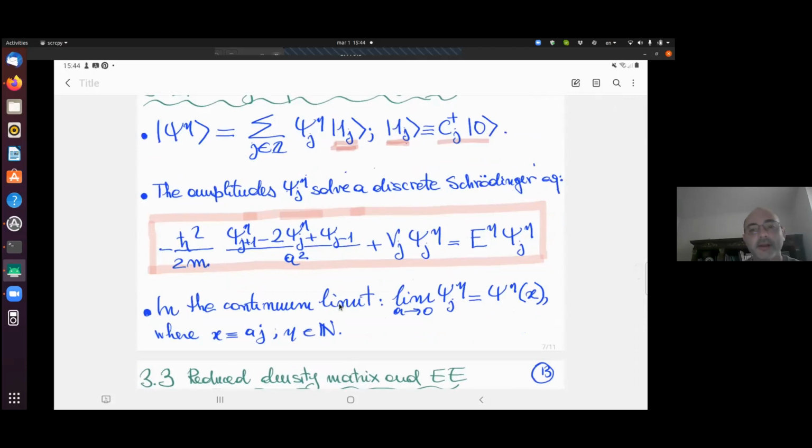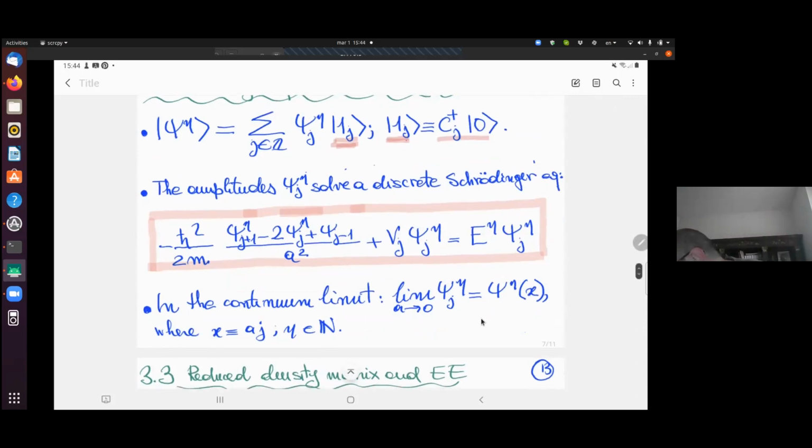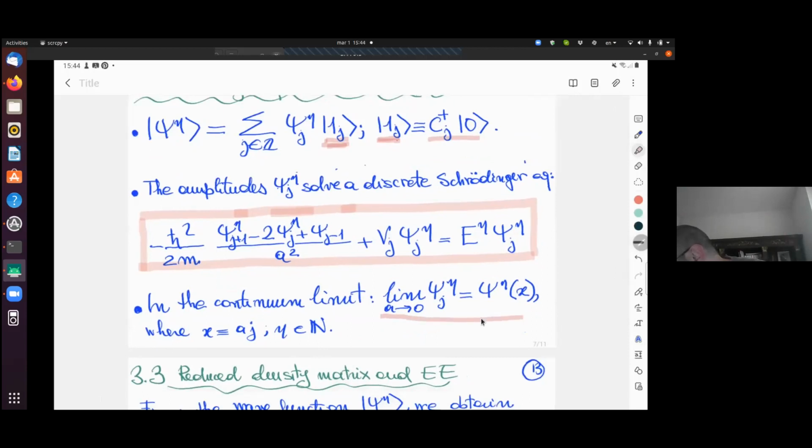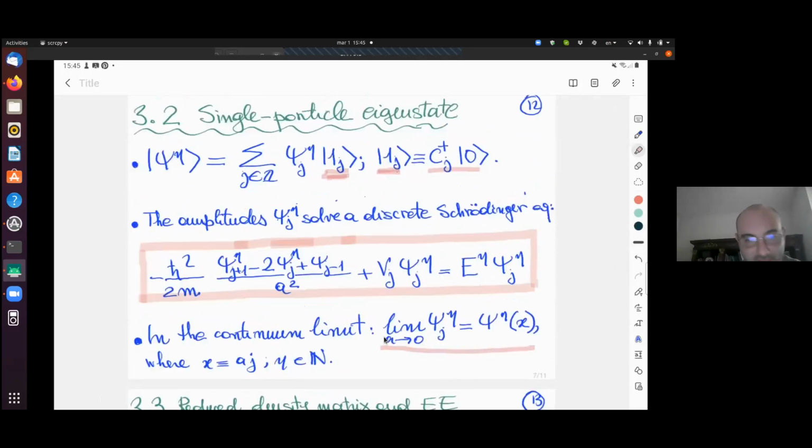If I take the continuum limit, the psi j eta become the usual Schrödinger wave function for a potential V of x, where x is a times j, and a is the lattice spacing. And eta is basically the quantum number associated to the energy of the quantum particle.